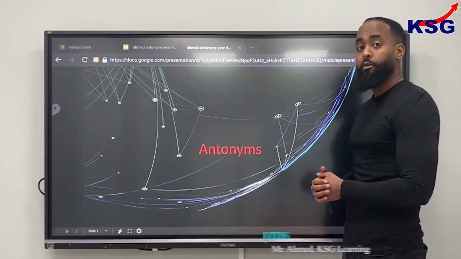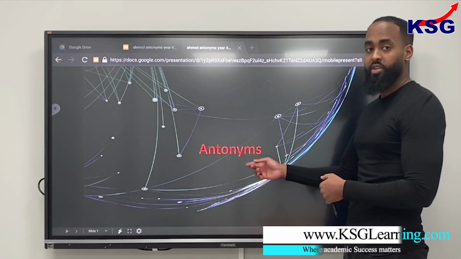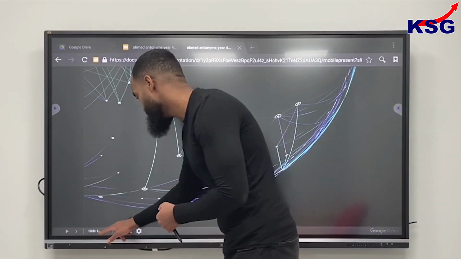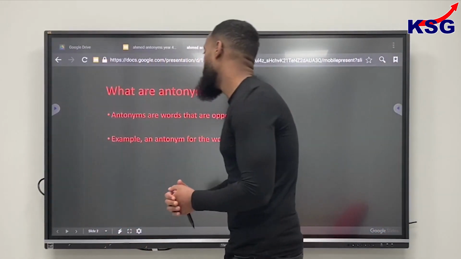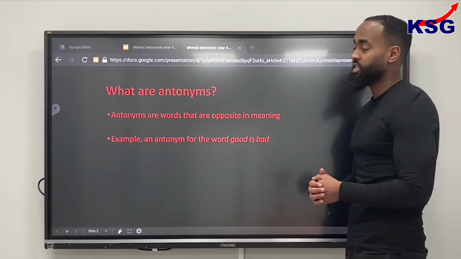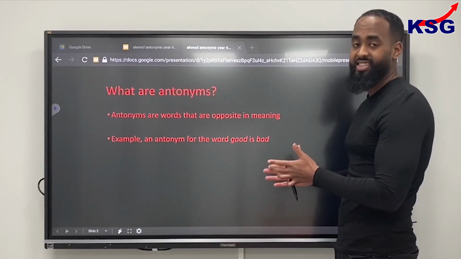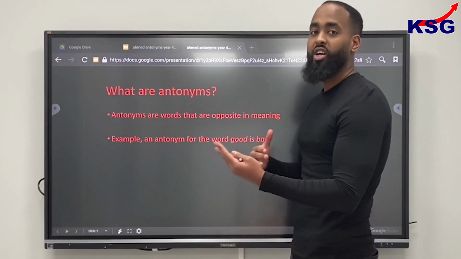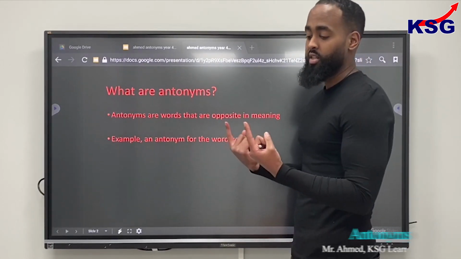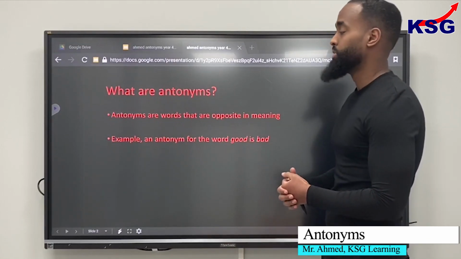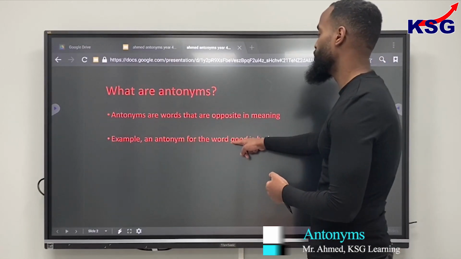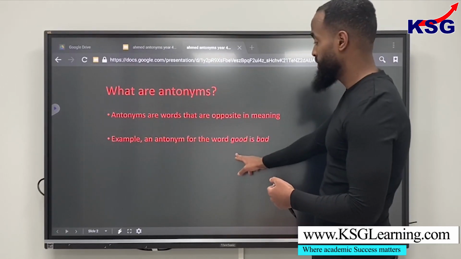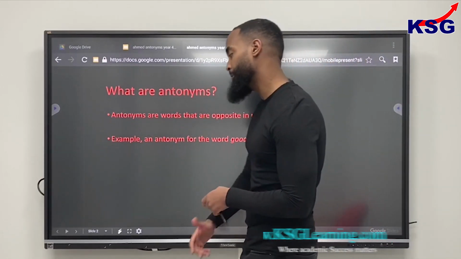Today we'll be studying verbal reasoning, and one of the key topics is antonyms, okay? So, firstly, what are antonyms? Antonyms are words that are opposite in meaning. So essentially, any word which is the opposite from another word can be described as antonyms. So for example, an antonym for the word good is bad. So the opposite word of good would be bad. It's as simple as that.